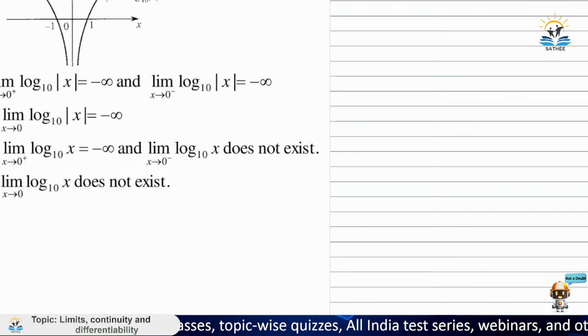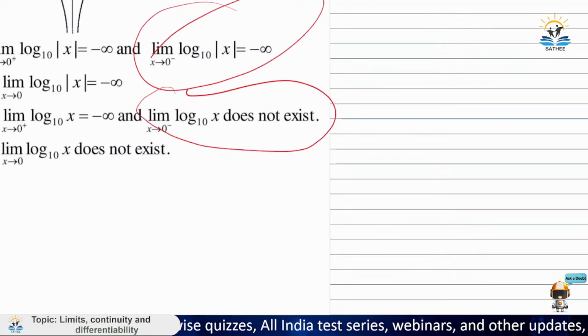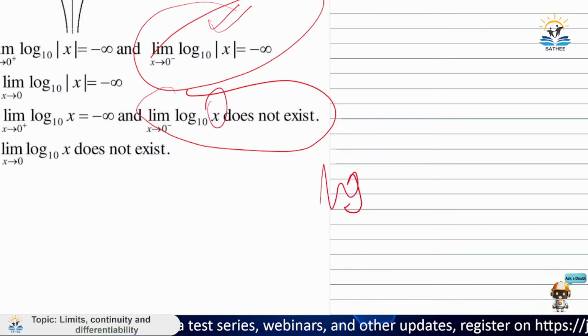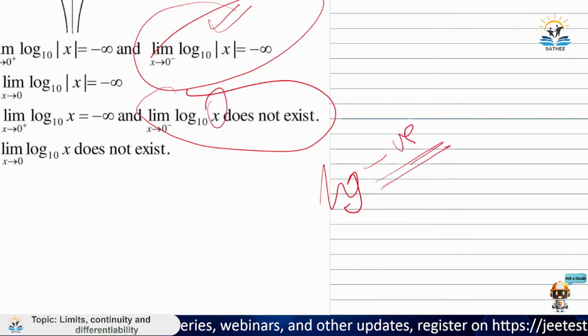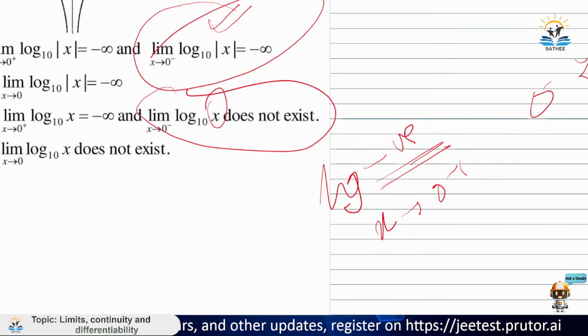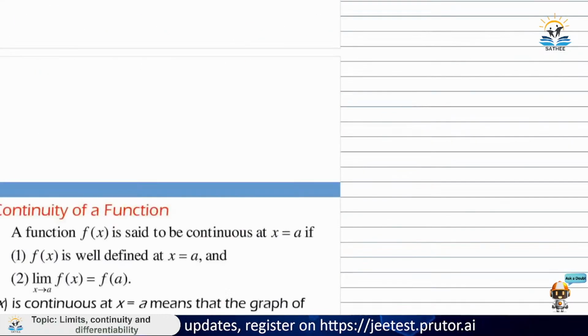Here they have said that it does not exist, but we just calculated this, right? So there's a difference here. It's an absolute value, but here it is not absolute. So log does not take negative values, right? So x cannot go to 0 minus because that would be less than 0, and that means negative, so it does not exist.